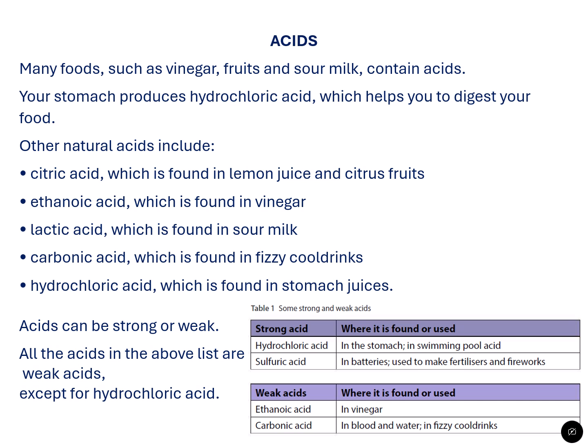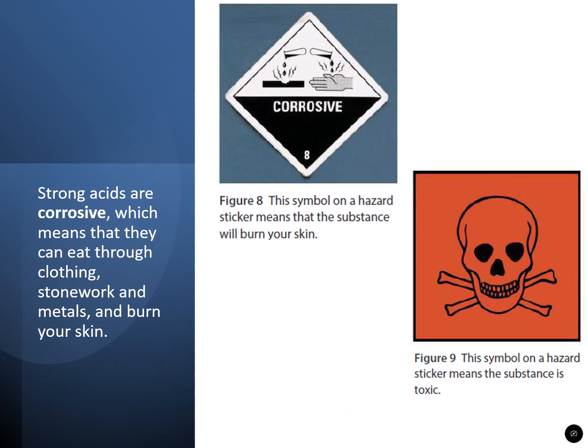Now, another strong acid is sulfuric acid. That's found in batteries, fertilizers, and fireworks. Some weak acids are ethanoic acid and carbonic acid, which are found in vinegar and fizzy cool drinks. Now, when we say strong acids, these are corrosive, which means that they can eat into clothing, stonework, metals, and actually burn your skin. Now, when you suffer from acid reflux, it has that burning feeling. So that is a strong acid.